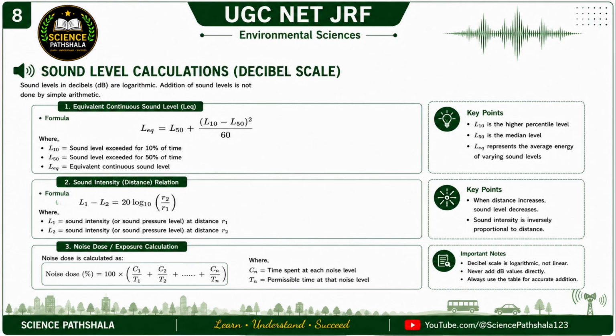Now the third formula is for noise dose, that is exposure calculation. Noise dose percentage is equal to 100 into C1 upon T1 plus C2 upon T2 plus up to Cn upon Tn, where Cn is time spent at each noise level and Tn is permissible time at that noise level. So here the important note is decibel scale is logarithmic, not linear. Never add dB values directly. Always use the table for accurate addition.